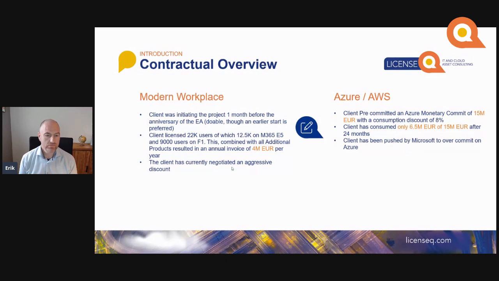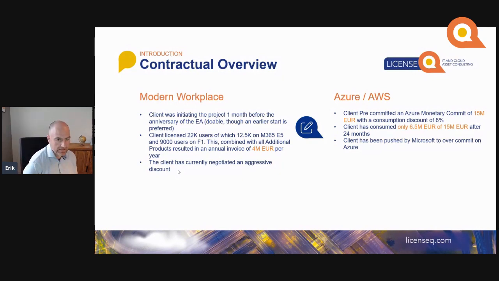So on the next slide, we're going to tell you more about the financials and the contractual details. Again, this is all anonymized, so it's not referring to a real-life case, but based upon the truth as much as we can.